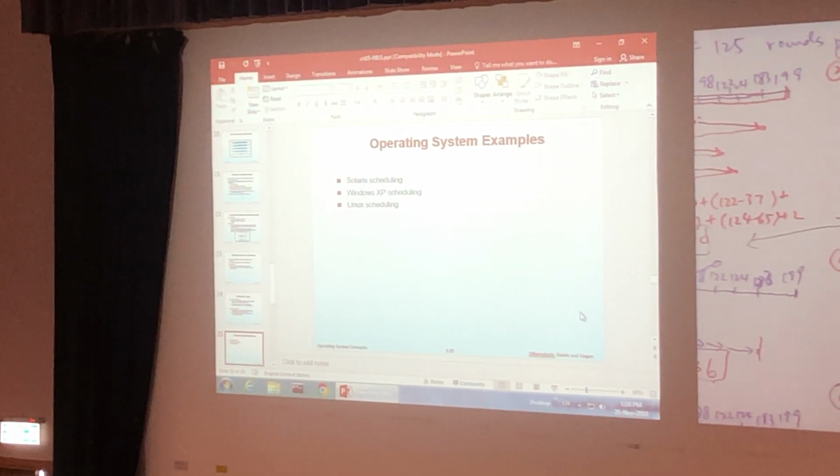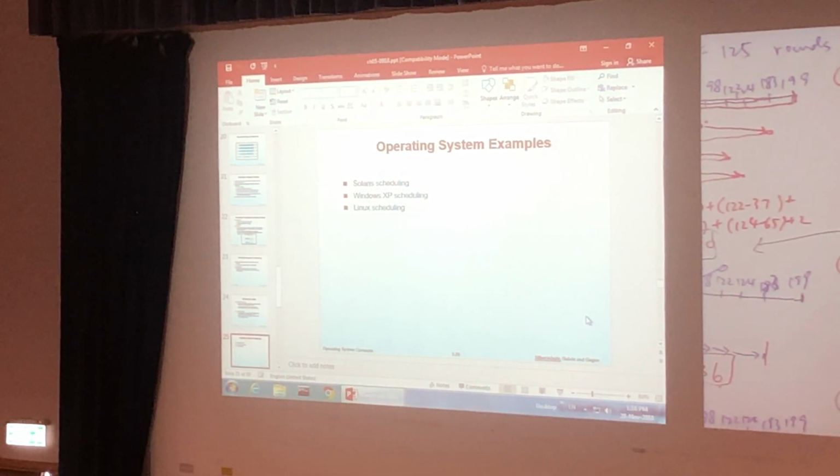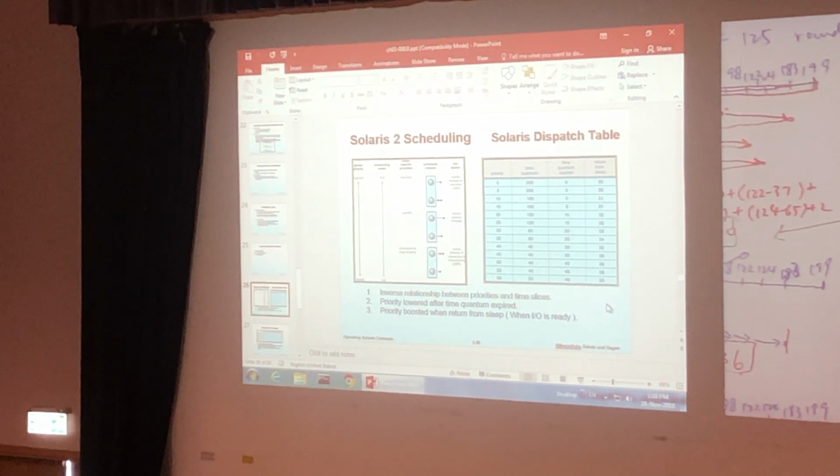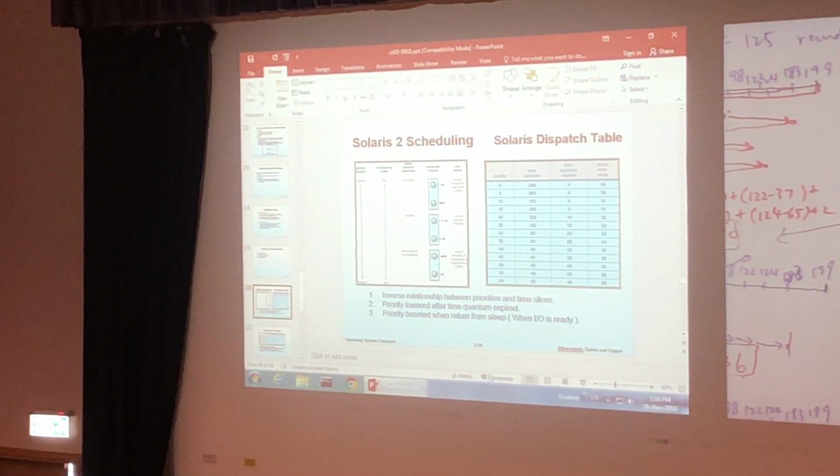Again, remove all the operating system examples. They are for your knowledge, not for the exam. That's chapter 5.